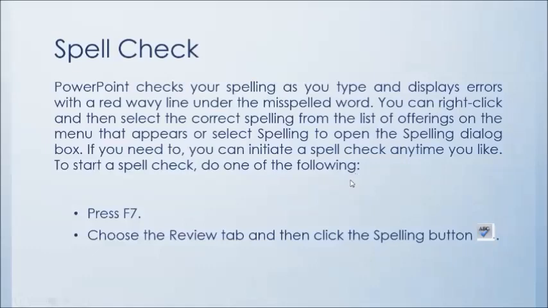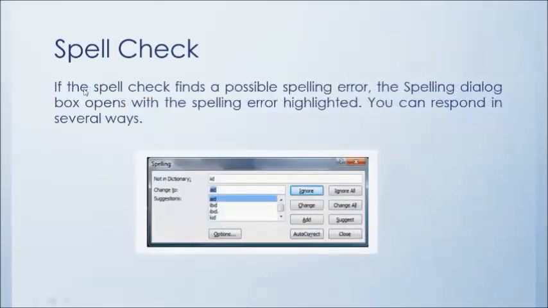This spell check can also be encountered in the Microsoft Word application. If the spell check finds a possible spelling error, the Spelling dialog box opens with the spelling error highlighted. You can respond in several ways. Here we have the spell check: Not in Dictionary, Change To, and Suggestions. There are also several ways to respond to the spell check: Ignore, Change, Add, AutoCorrect, Ignore All, Change All, Suggest, and Close.